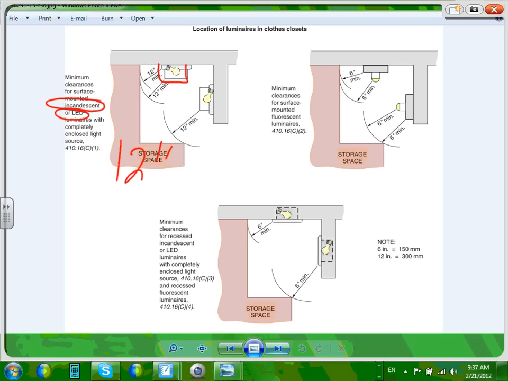Anybody know why the LEDs are lumped together with the incandescent lamps, which are the worst of the worst? It's the first question when they teach code update, guys, because that's a code update, adding LEDs. Anybody know why? The driver of the LED, the one that takes AC, chews it, digests it to DC, gets hot. So these LEDs have a driver with them, and these drivers get hot. That's why they want to treat the LEDs this way, not because they're bad, but because their driver gets hot. So if you're putting one in a closed closet, 12 inches. Everything else, can you guys see 6 inches? Every type of these is 6 inches. That's it. 12 inches for surface mounted incandescent or LEDs. Everything else, 6 inches. Yes, sir.